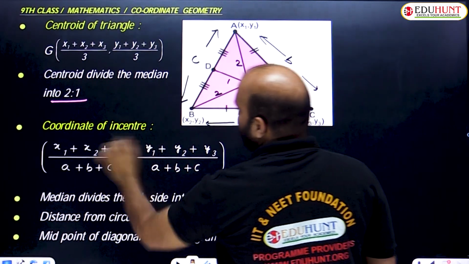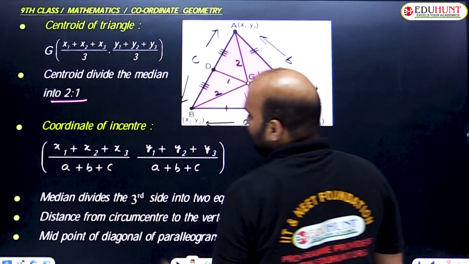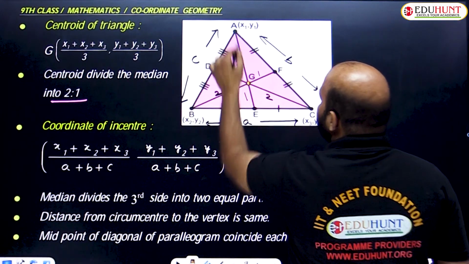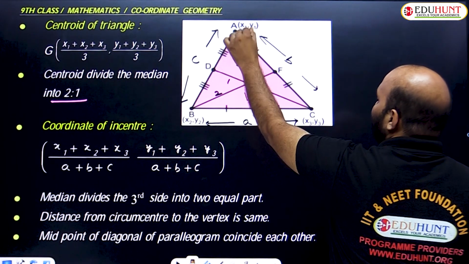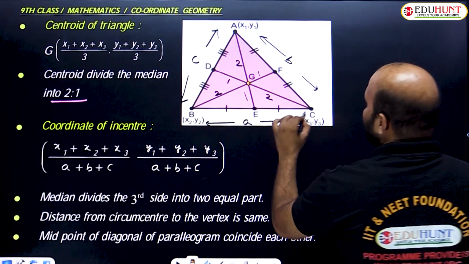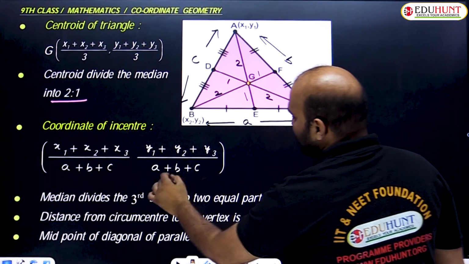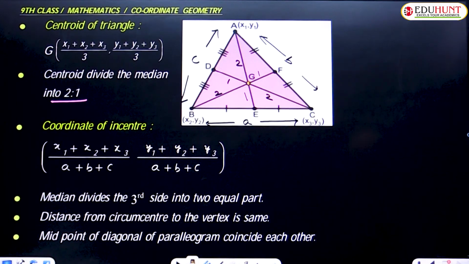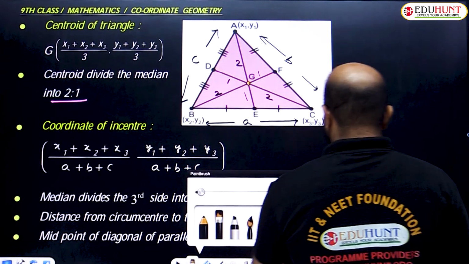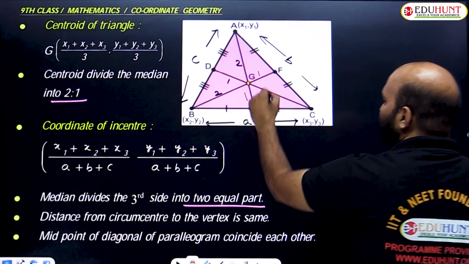The x coordinate is the sum of the 3 x coordinates, x1 plus x2 plus x3 whole by a plus b plus c. Here a, b, c are the sides opposite vertex A, vertex B and vertex C, the lengths BC, CA and AB. Similarly the y coordinate is y1 plus y2 plus y3 by a plus b plus c. Next, a median divides the opposite side into 2 equal parts, already explained.